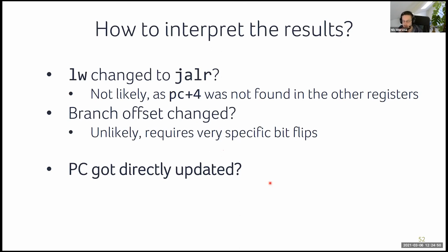Another thing that could have happened is that we are executing our load words in a loop, and this loop goes back to the beginning of the loop using a branch instruction. And this branch instruction takes an offset, and perhaps this offset was changed. Again, this could have happened, but it's also unlikely because it would require very specific bit flips to get the exact offset required.